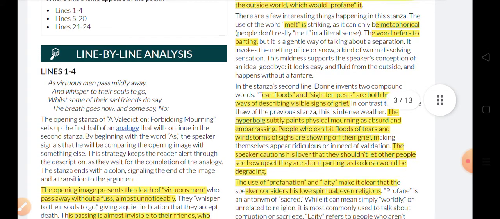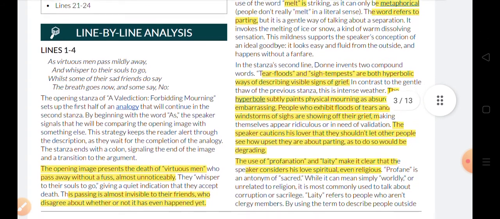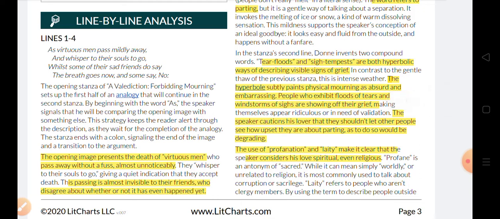Now we'll begin the line analysis. Line 1 to 4: As virtuous men pass mildly away and whisper to their souls to go, some of their sad friends do say, the breath goes now, some say no.